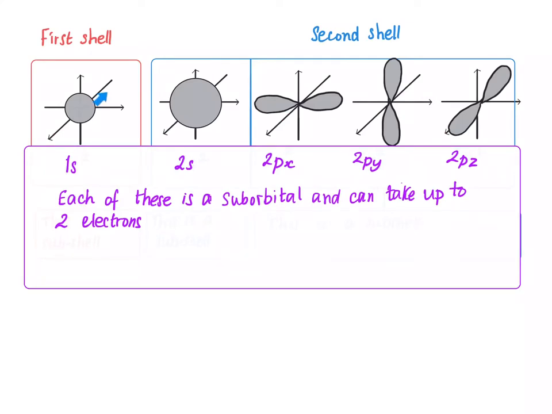So the first shell only contains 1s. The second shell is made of a 2s subshell and a 2p subshell. And the 2p subshell is further divided into 2px, 2py and 2pz. Each of these are called suborbitals, and each suborbital can take up to 2 electrons before it gets full.